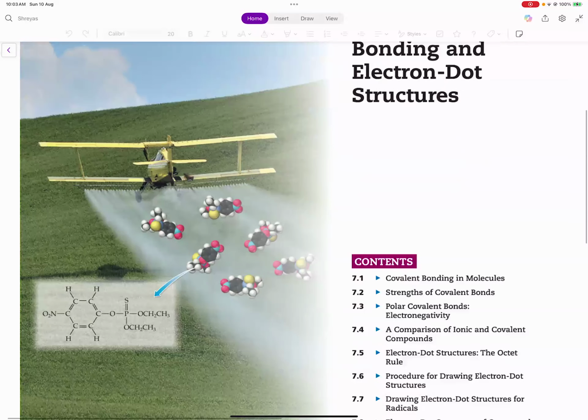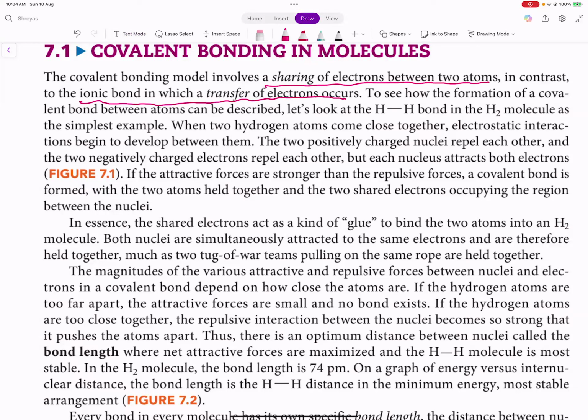Now, covalent bonding. What do we mean by covalent bonding? Covalent bonding is when there is a sharing of electrons. In an ionic bond, what is happening? There is transfer of electrons. So let's look at how a hydrogen-hydrogen bond is formed in the H2 molecule as the simplest example.